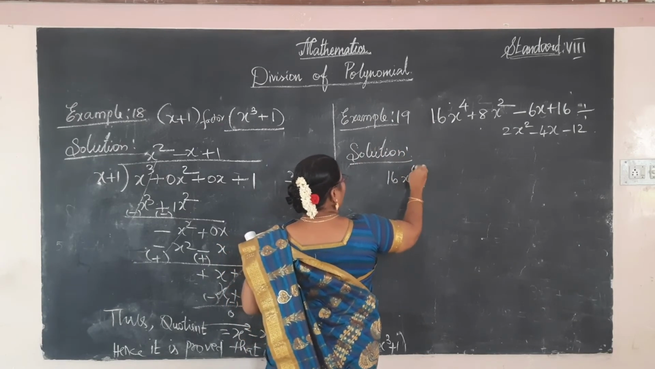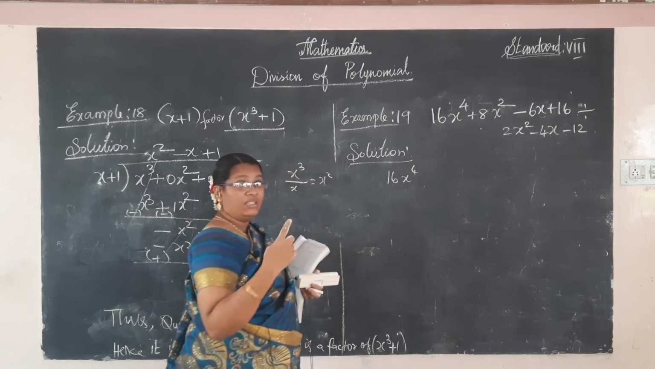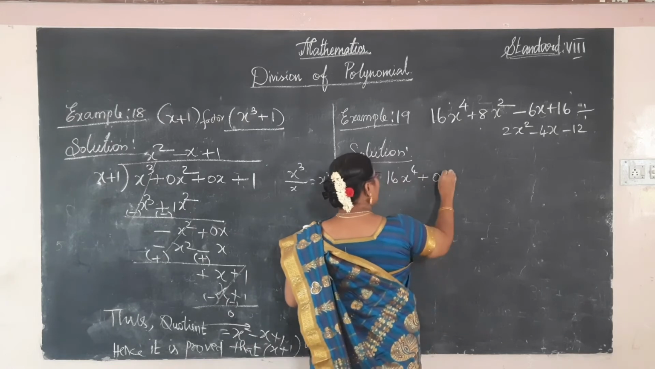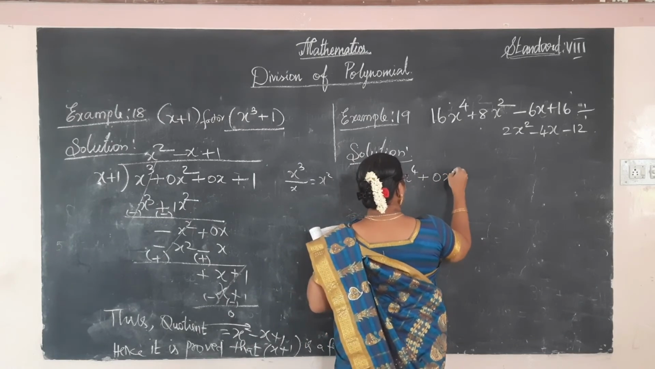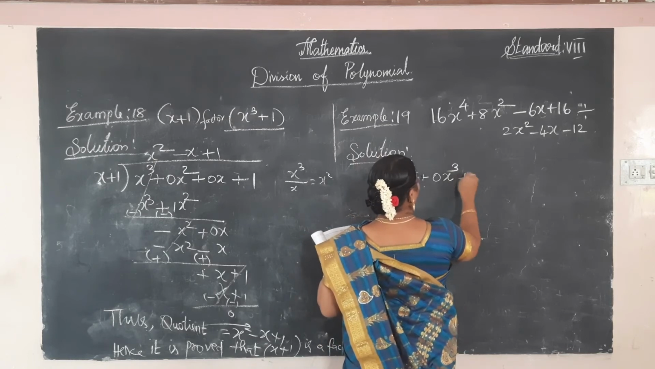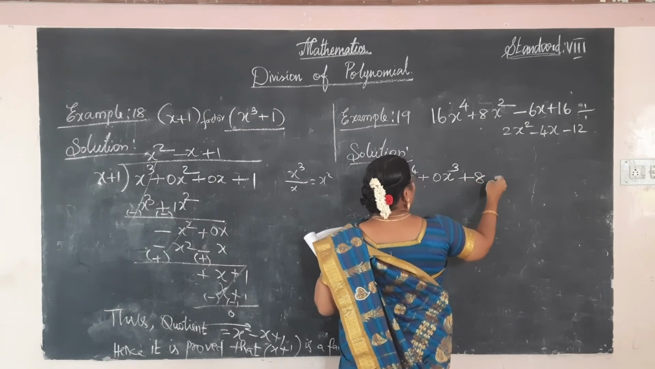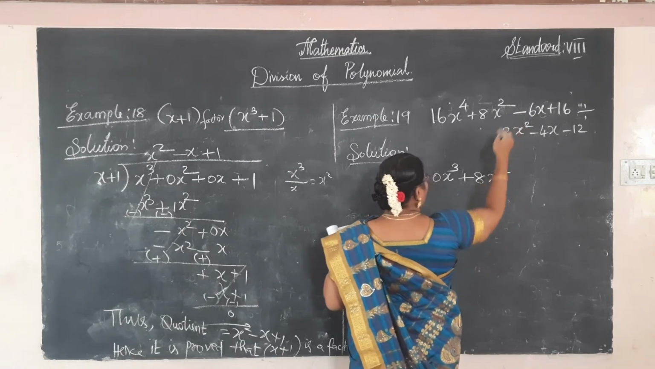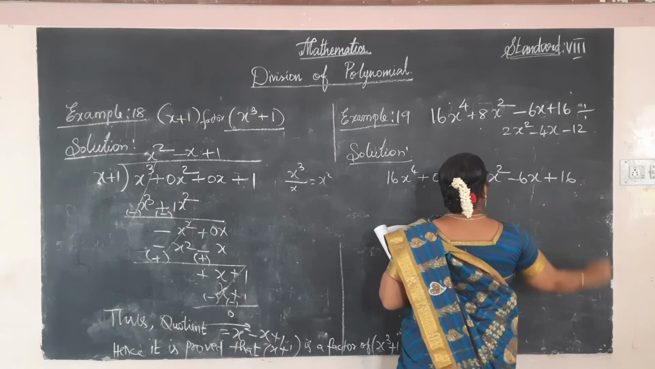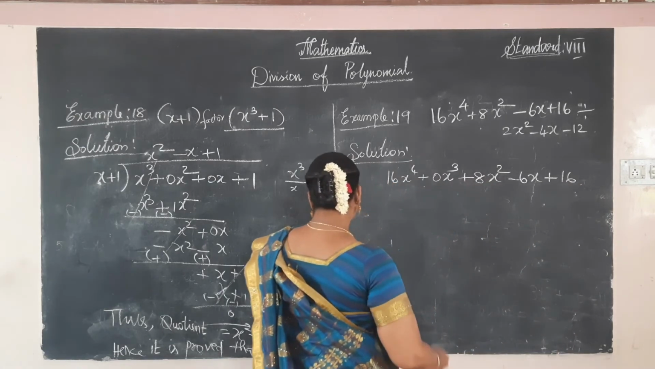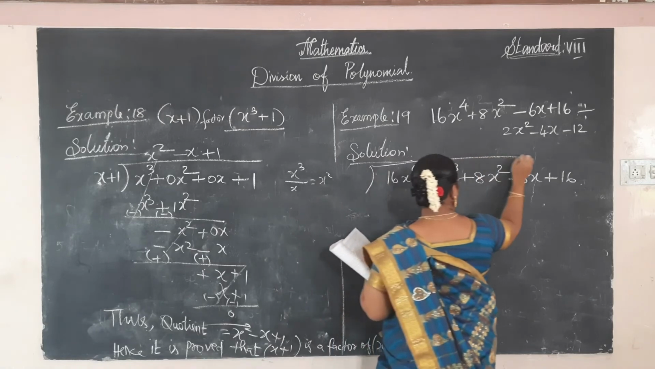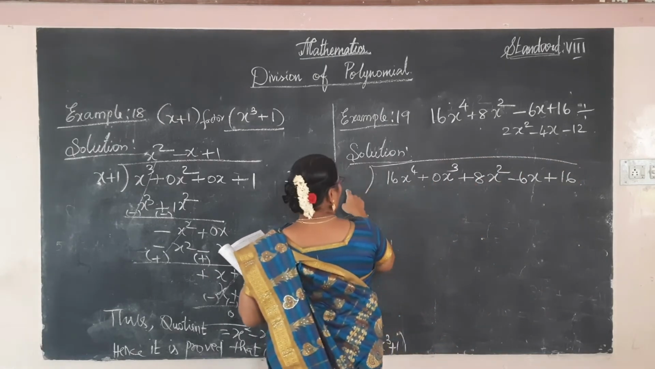16x power 4. The next term, x power 3, is not given. So in this place we put 0 times x power 3. And the next, the square term, is 8x squared, the x term is also given, and the constant term is also given. Right. Now using the long division method. What is the divisor?